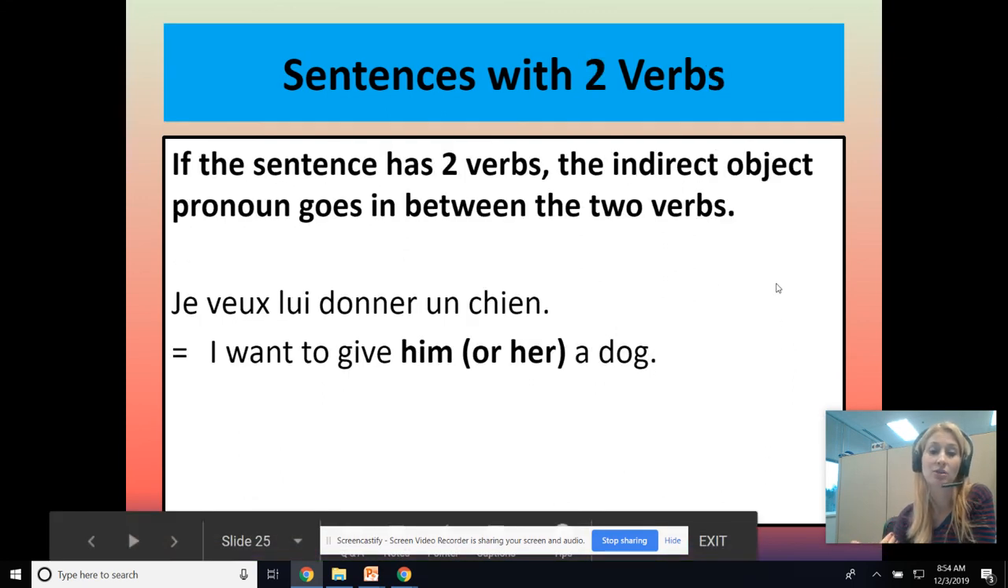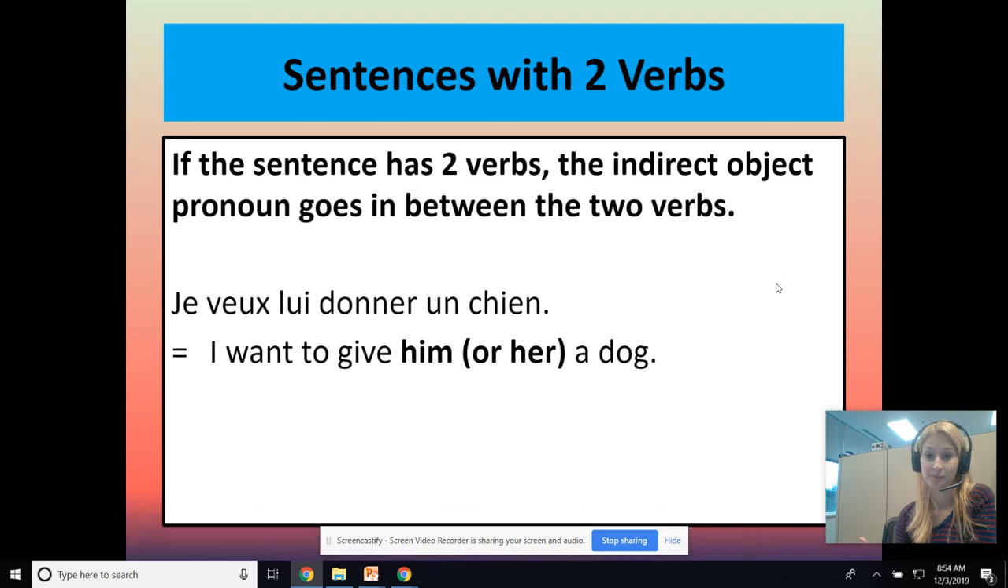Okay, and in sentences with two verbs, the indirect object pronoun goes in between the two verbs, just like we learned previously with direct object pronouns. Okay, je veux lui donner un chien means I want to give him or her a dog. Lui comes between veux and donner.